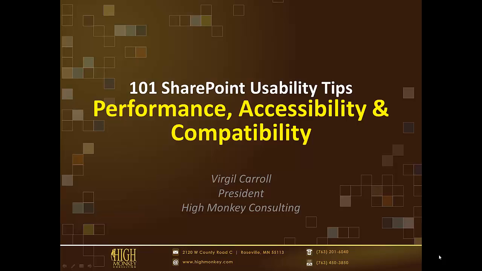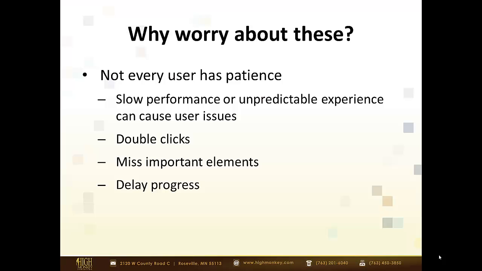So the next section of my 101 SharePoint usability tips is performance, accessibility, and compatibility. And you might be asking, well, why do we need to worry about these? Well, the reality is that these can actually affect user experience as well. So let's take performance first. The reality is not every user has patience. People don't always wait around if things are having slow performance, or if there's some kind of unpredictable issue happening there.